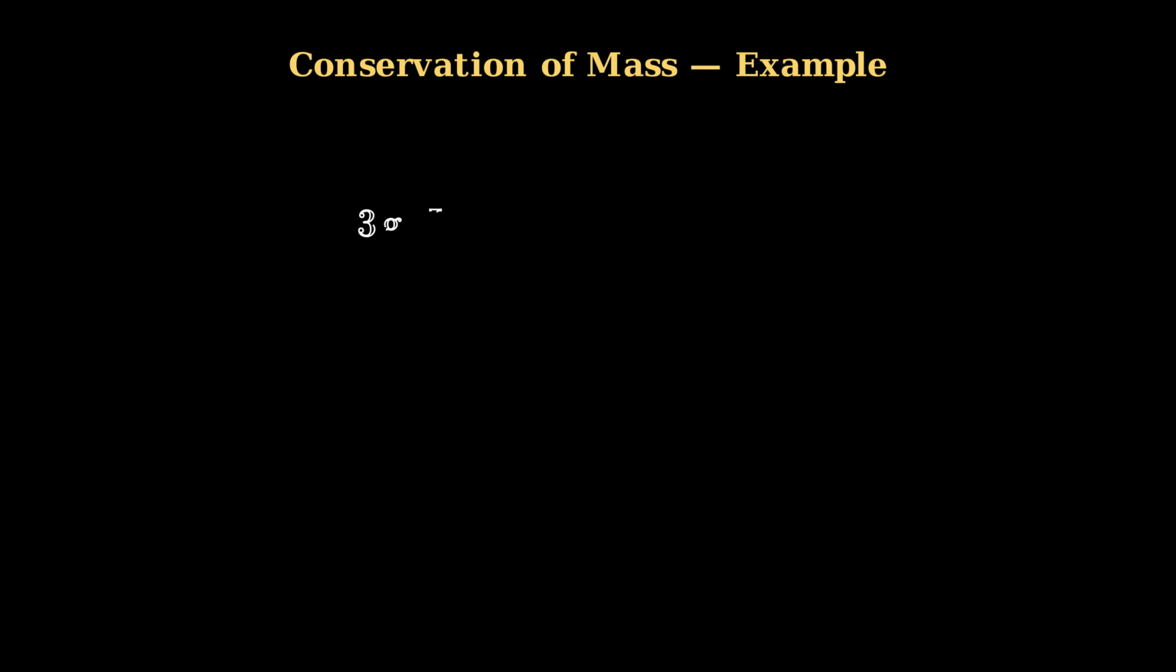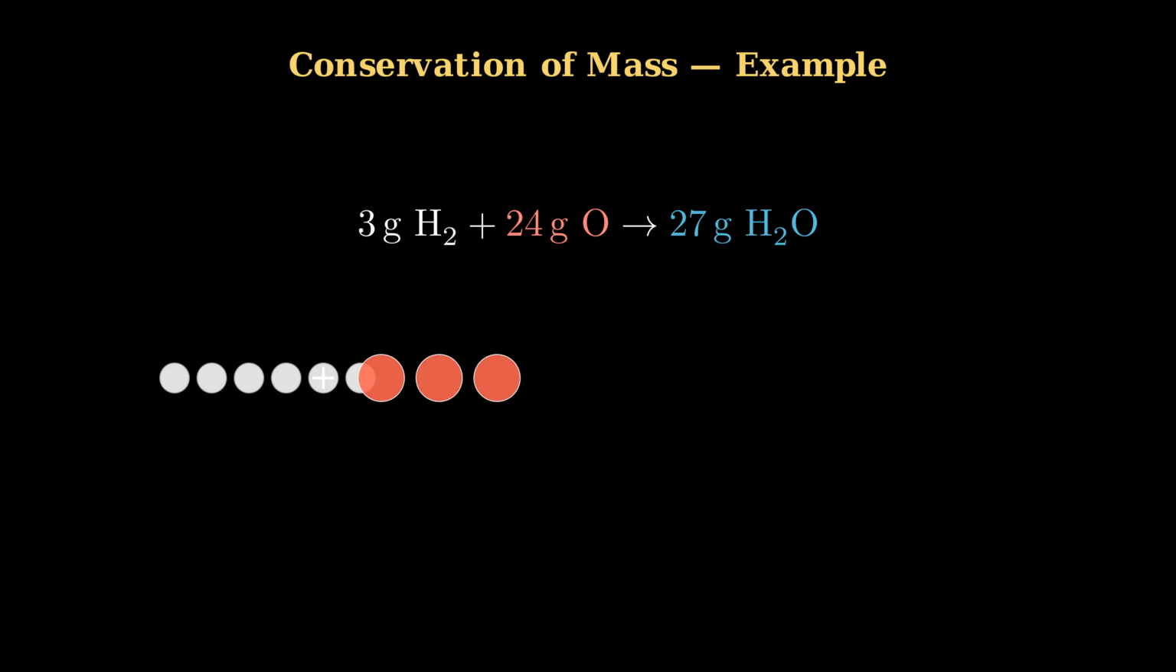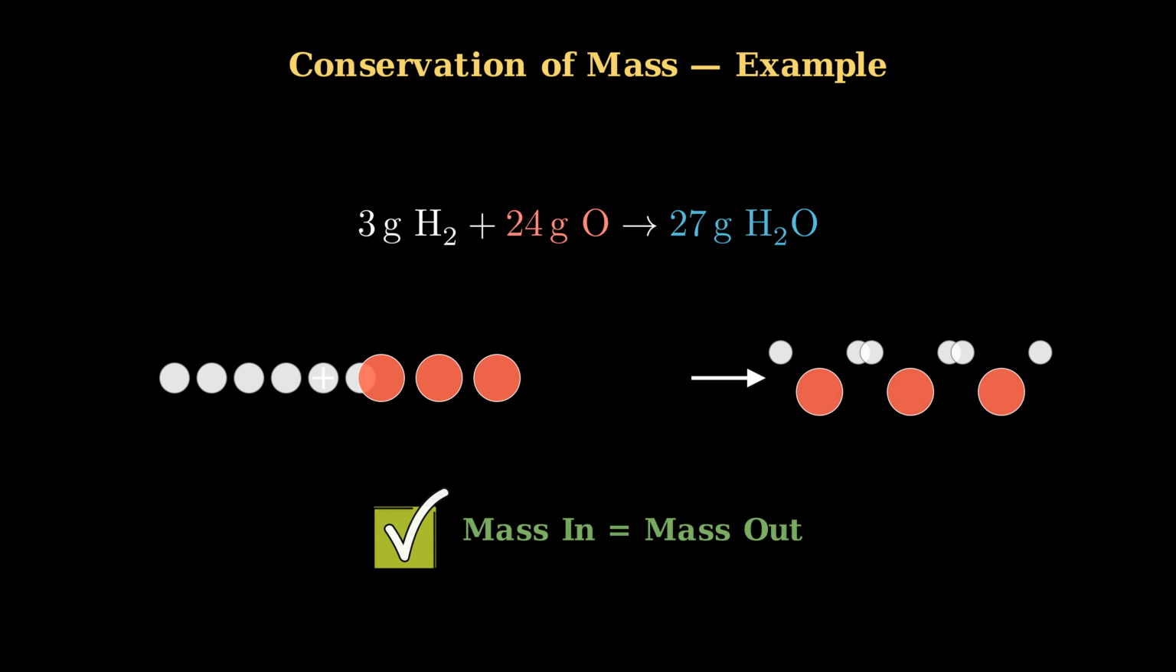Think of it like a recipe. You start with 3 grams of hydrogen and 24 grams of oxygen. After the reaction, you get exactly 27 grams of water. Not a single atom is lost.